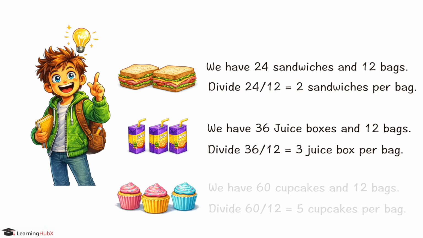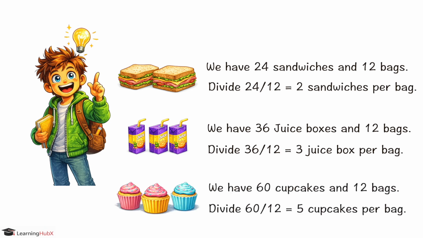Now the cupcakes. We have 60 cupcakes and 12 bags. Divide. 60 divided by 12 equals 5. So each bag gets 5 cupcakes. Now we are truly done. Each party bag contains 2 sandwiches, 3 juice boxes, 5 cupcakes, and there are no leftovers.